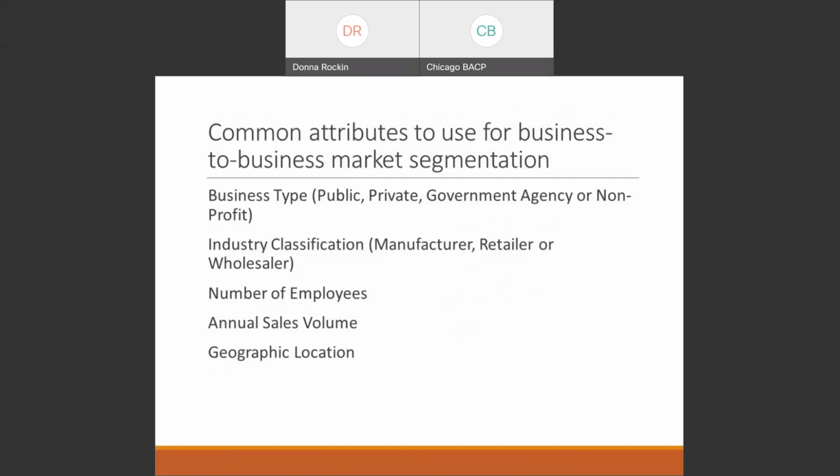And then these are common business to business market segmentation groups. The type of business: is it public, private, government agency, or a nonprofit? Industry classification, and this is usually manufacturer, retailer, or wholesale. What is your classification? The number of employees, because if you have a huge number of employees, you might have cafeterias, so you could use the big food service in big giant sizes, or your annual sales volume.